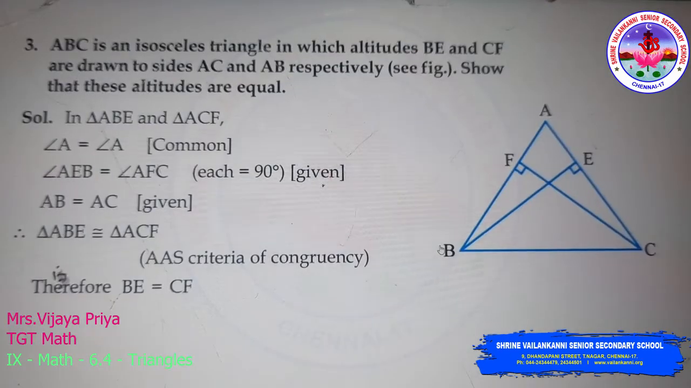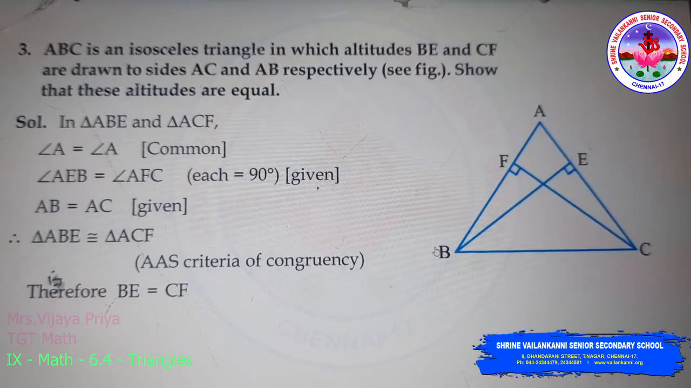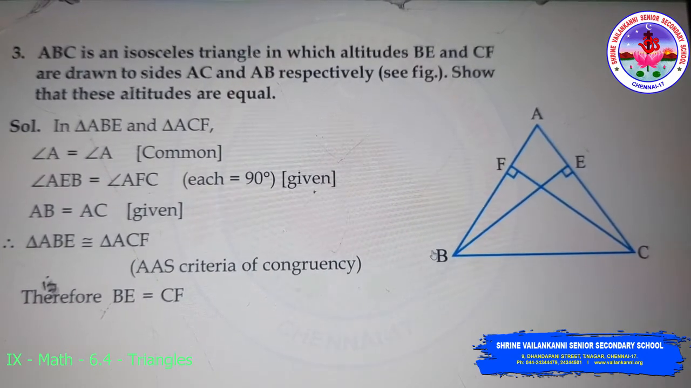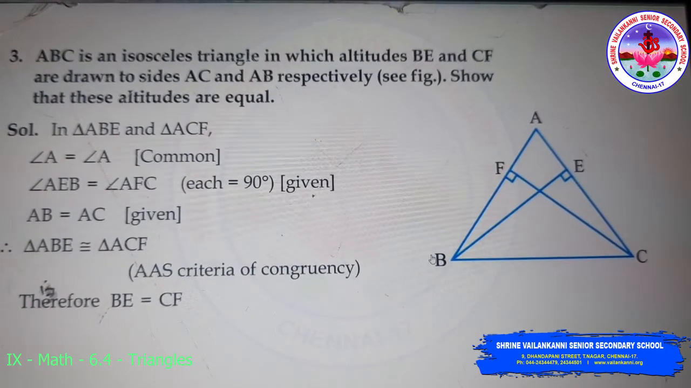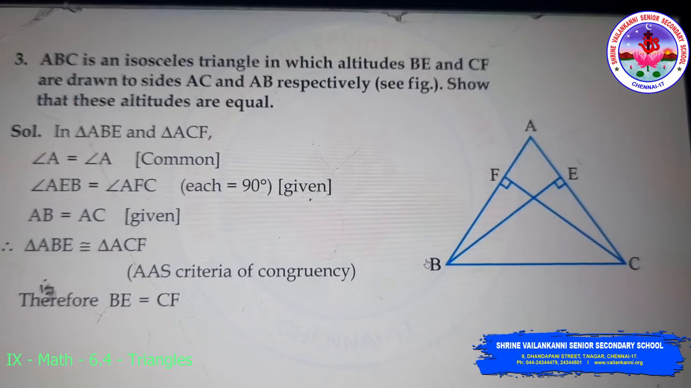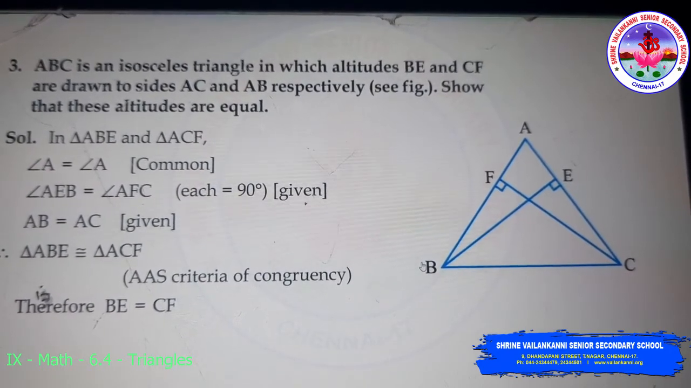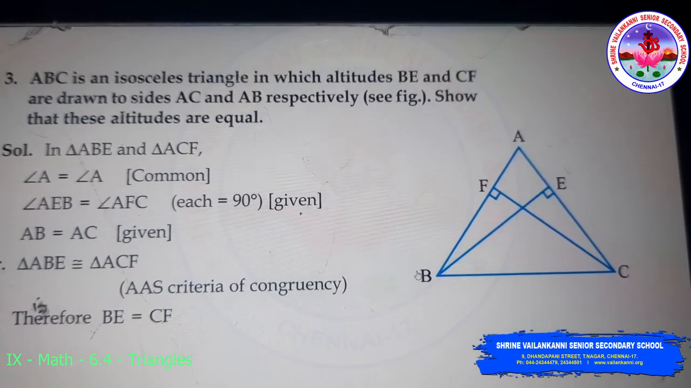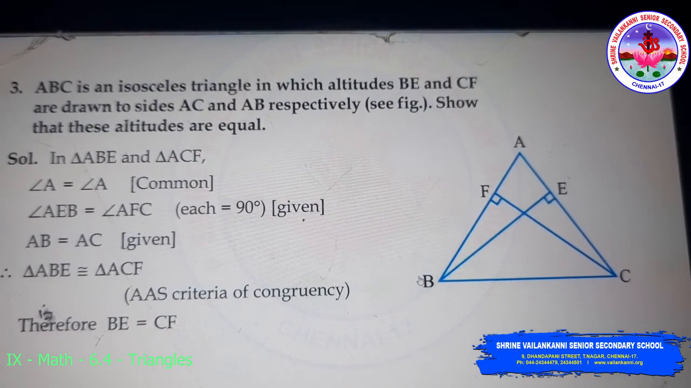Third problem: ABC is an isosceles triangle in which altitudes BE and CF are drawn to sides AC and AB respectively. Show that these altitudes are equal. He has given in the figure ABC is an isosceles triangle with BE and CF altitudes drawn to sides AC and AB. We want to prove BE is equal to CF.